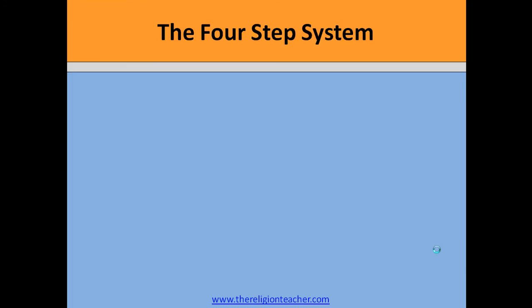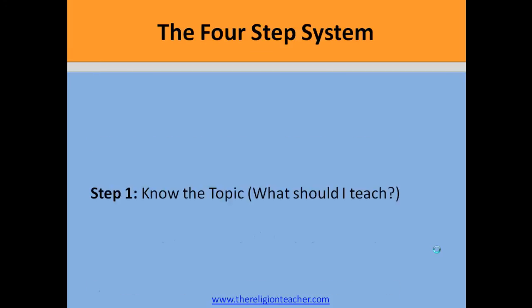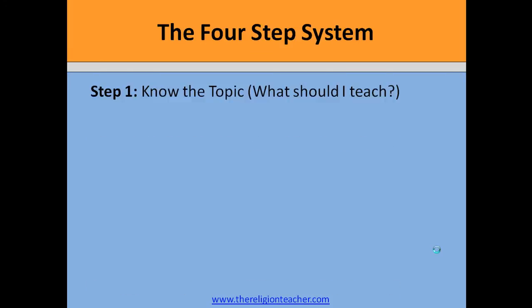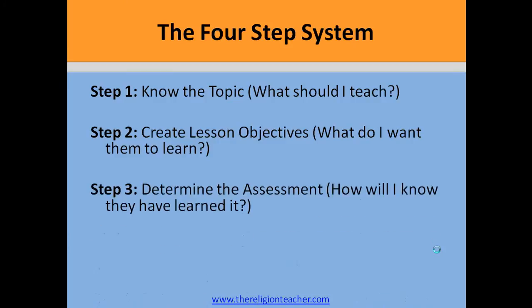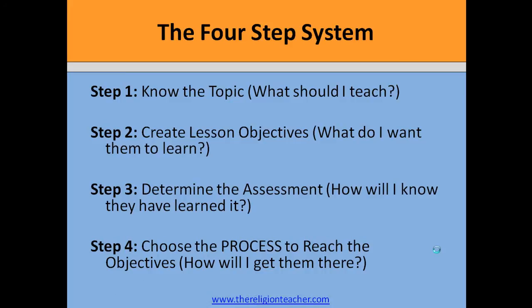First, a little overview again of the four-step system contained in the ebook. First, know the topic. In other words, you can ask yourself, what should I teach? Step 2, create lesson objectives, answering the question, what do I want the students to learn? Step 3, determine the assessment, or how will I know they have learned it? And step 4, choose the process to reach the objectives you made in step 2. In other words, how will I get them there?